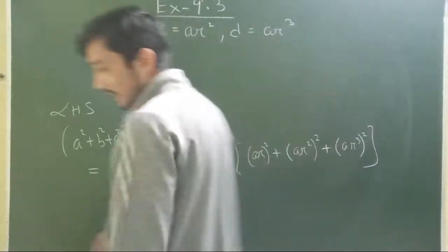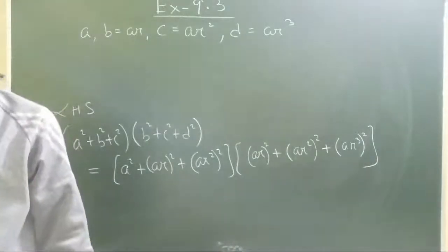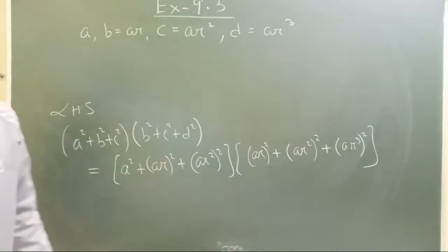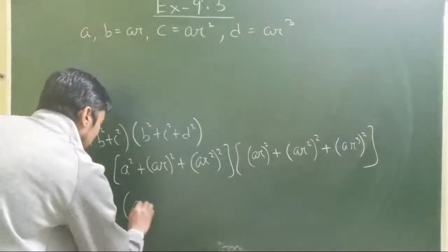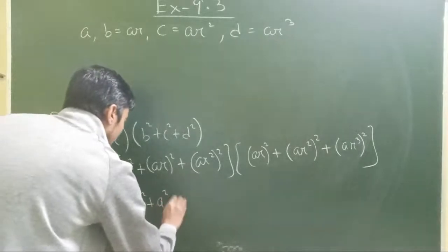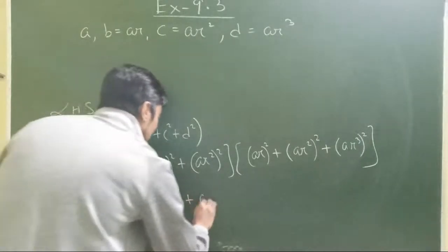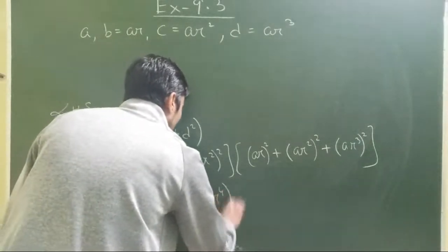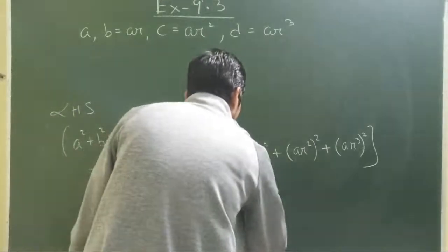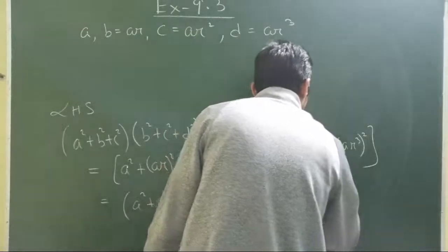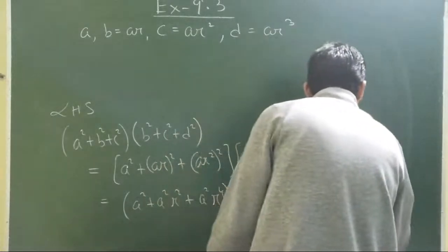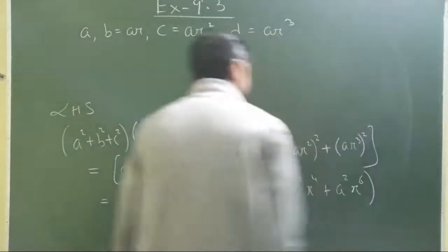So let's simplify this as much as we can, and we'll leave it as it is, and we'll go to the right hand side of the proof also. So there we have A square plus A square R square plus A square R power 4, into A square R square plus A square R power 4 plus A square R power 6.